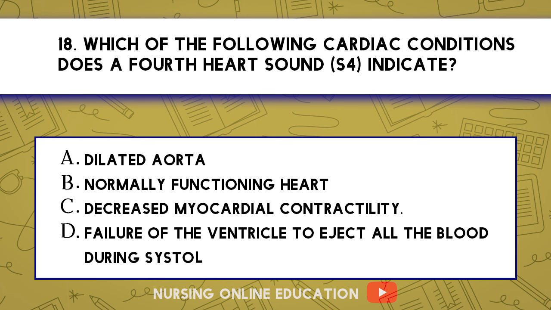18. Which of the following cardiac conditions does a fourth heart sound S4 indicate? A. Dilated aorta. B. Normally functioning heart. C. Decreased myocardial contractility. D. Failure of the ventricle to eject all the blood during systole. The answer is failure of the ventricle to eject all the blood during systole.